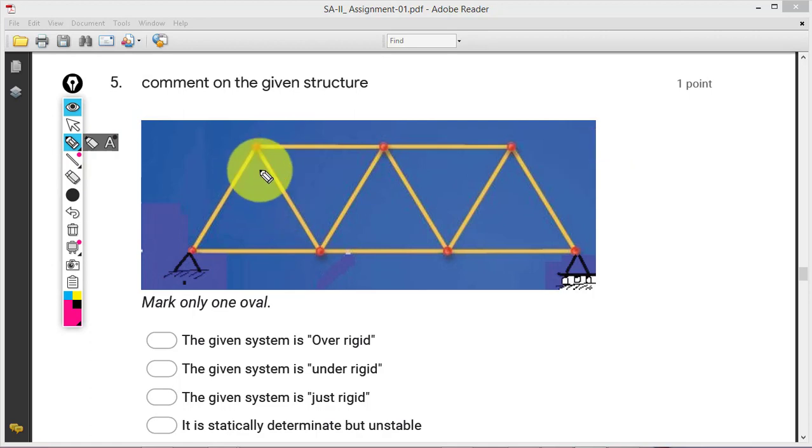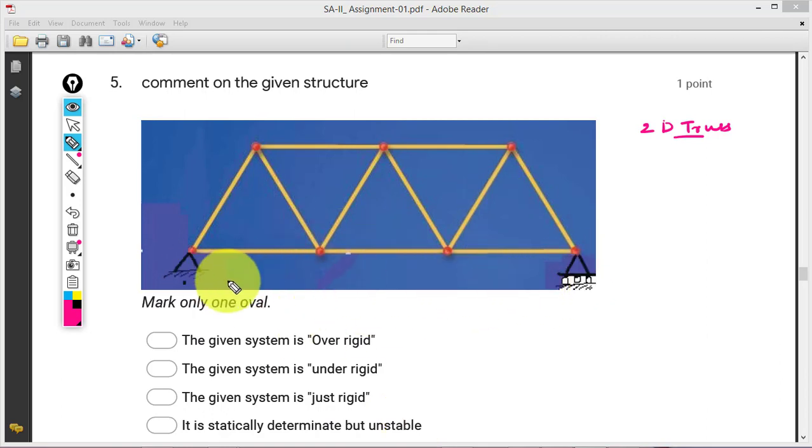The question is to comment on the given structure. A 2D truss is given. Comment on the given structure. Let us see the options. The given system is over rigid, under rigid, or just rigid, and there is one option regarding stability, unstable. So let us see the structure.